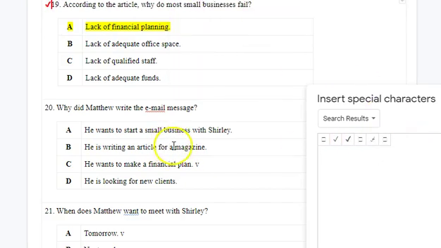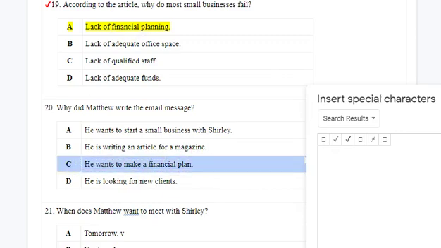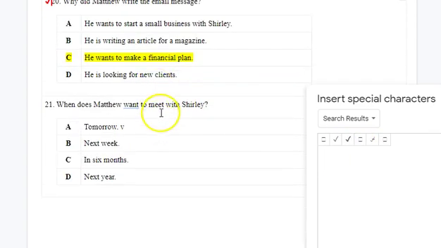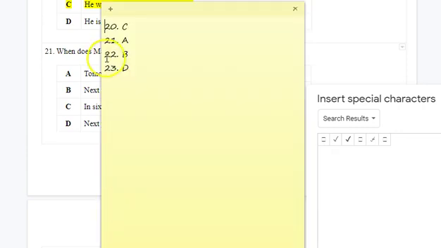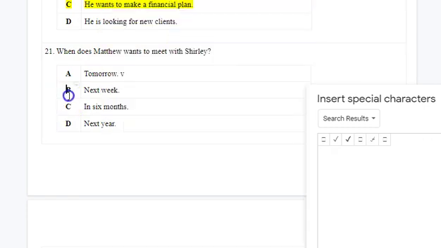So, why did Matthew write the email message? C. He wants to make a financial plan. Okay. So when does Matthew want to meet with Shirley? A. Tomorrow. Okay.